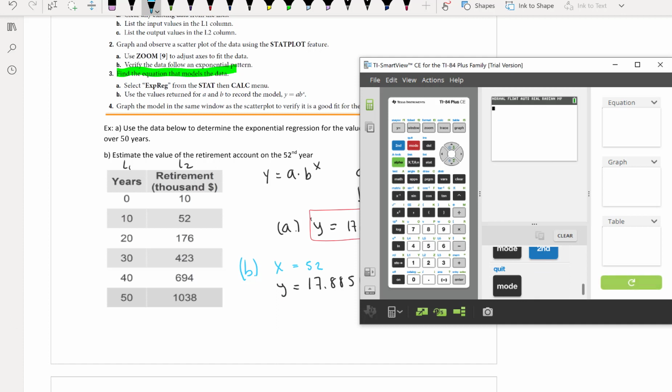Okay, so I'm going to have my 17.885 times my 1.095 to the power, and my power here is going to be 52, and I plug that in, and I get my value of 29.24.